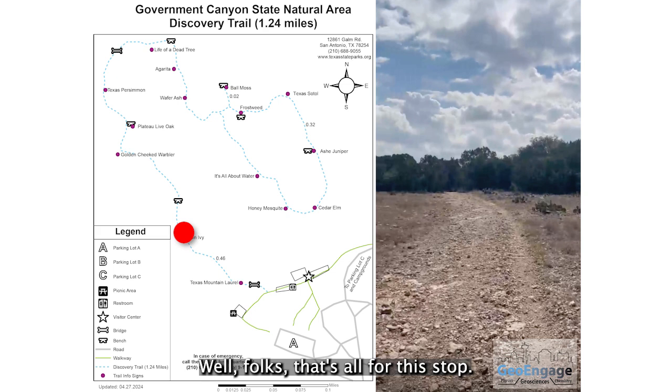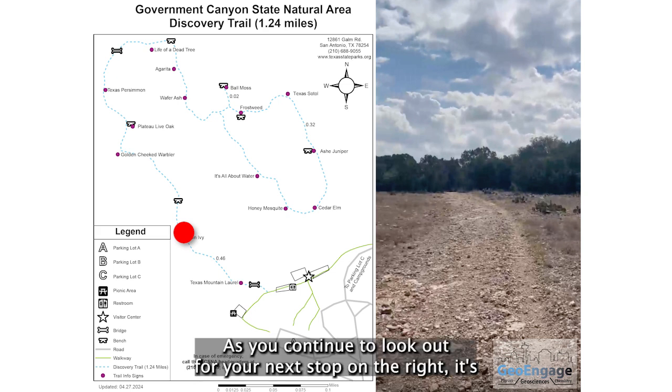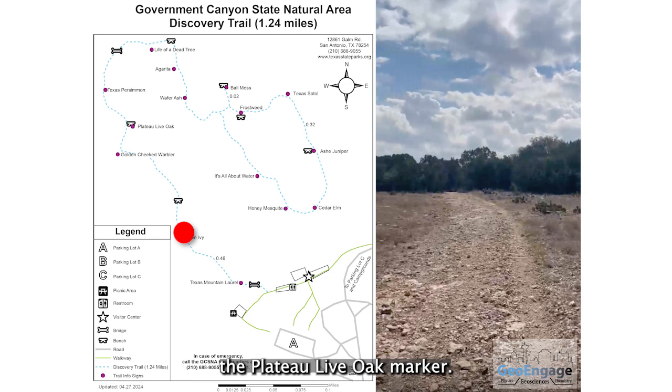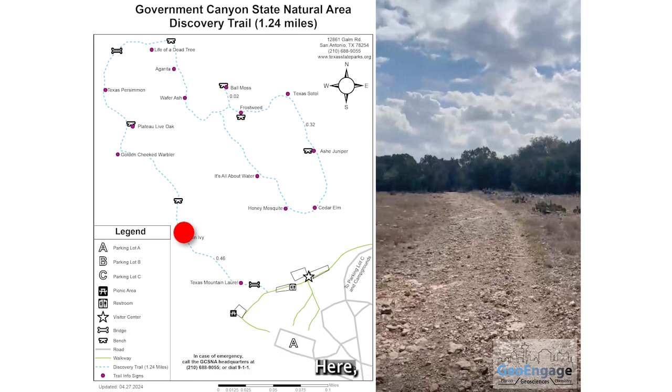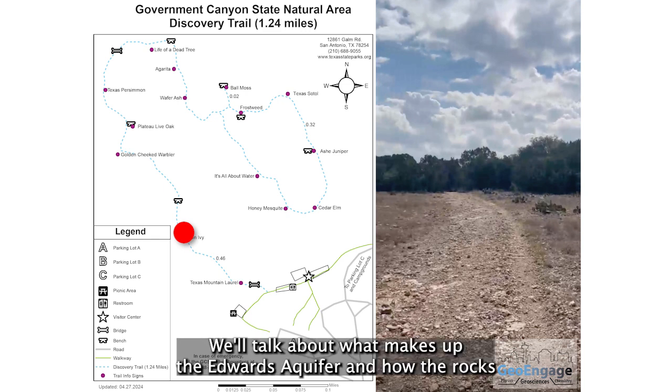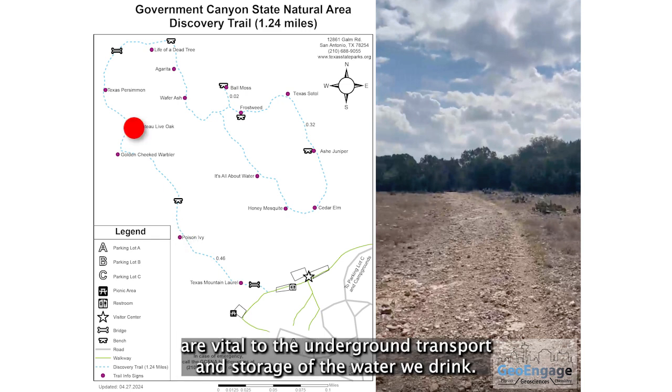Well, folks, that's all for this stop. As you continue, look out for your next stop on the right. It's the Plateau Live Oak marker. The track in the Audiotour has the same name. Here, we'll talk about what makes up the Edwards Aquifer and how the rocks are vital to the underground transport and storage of the water we drink.